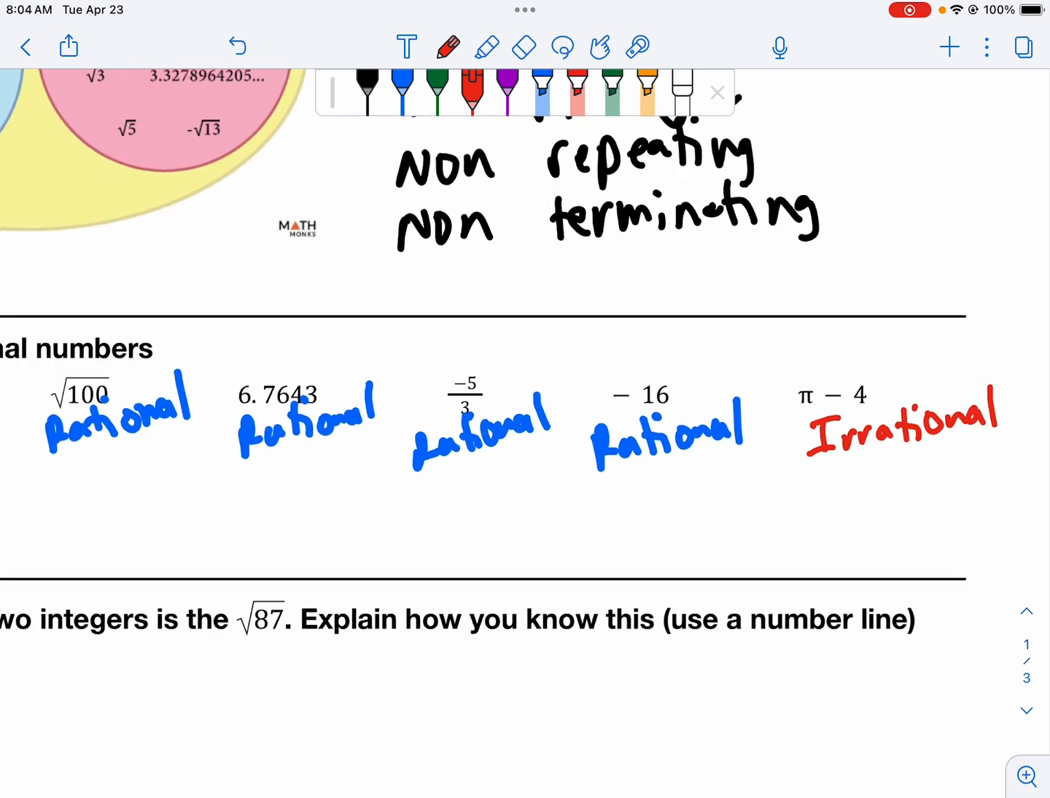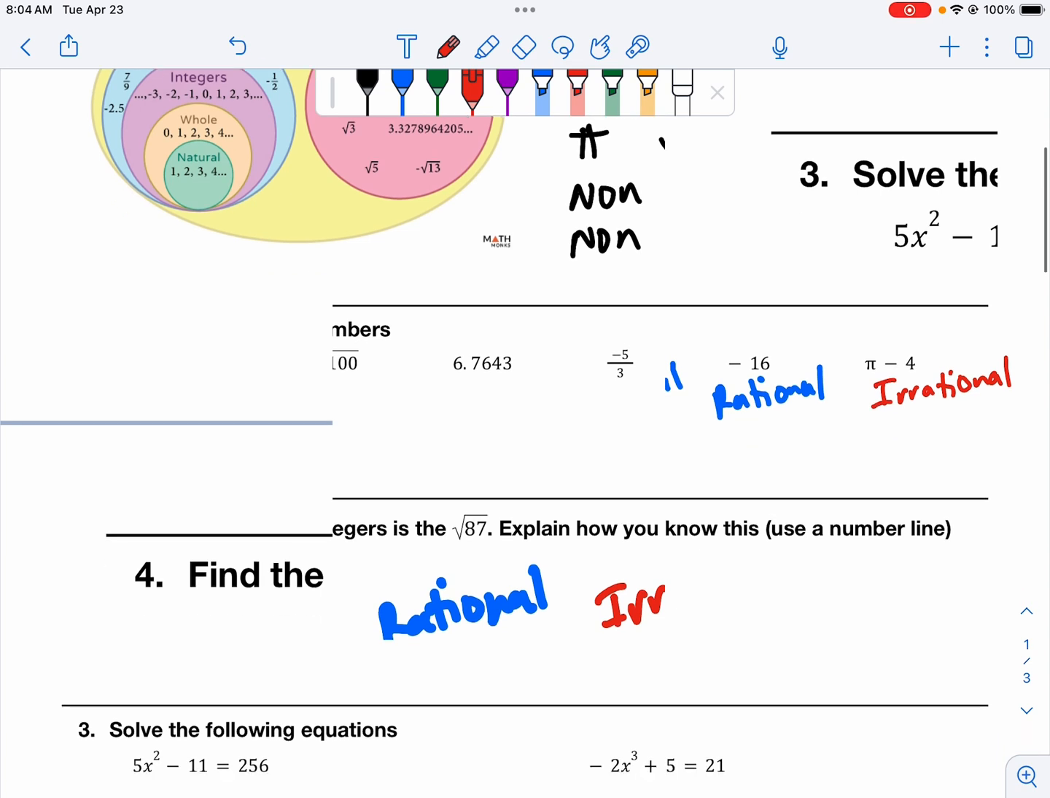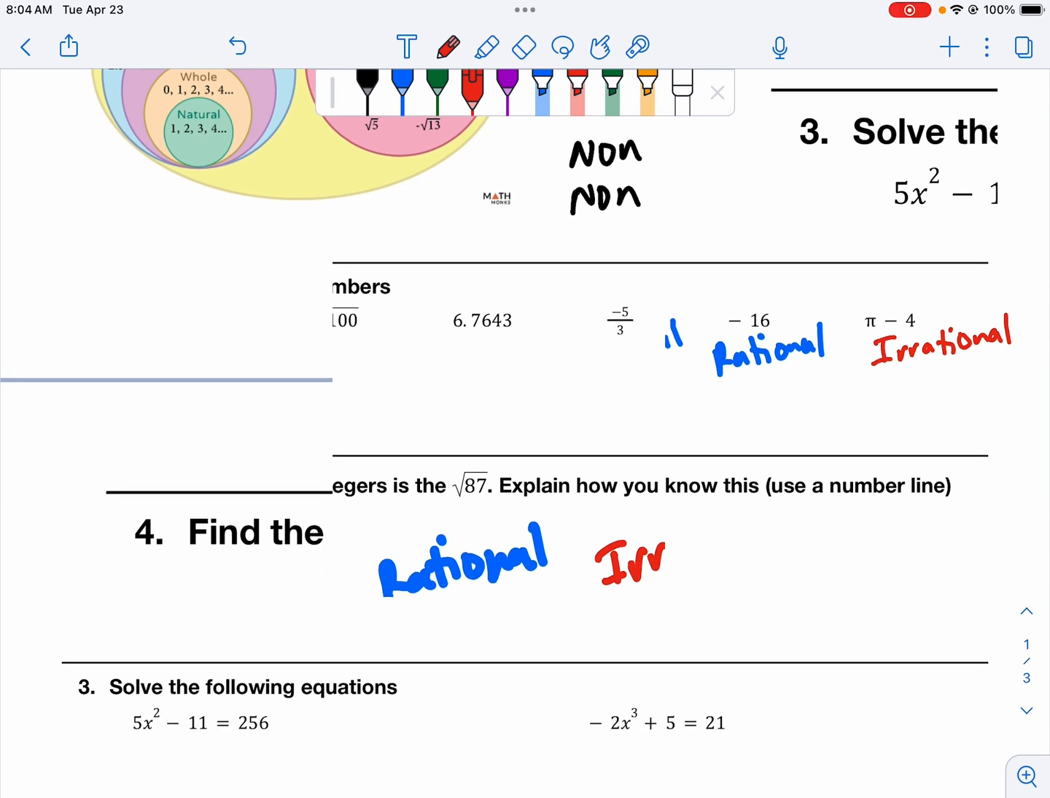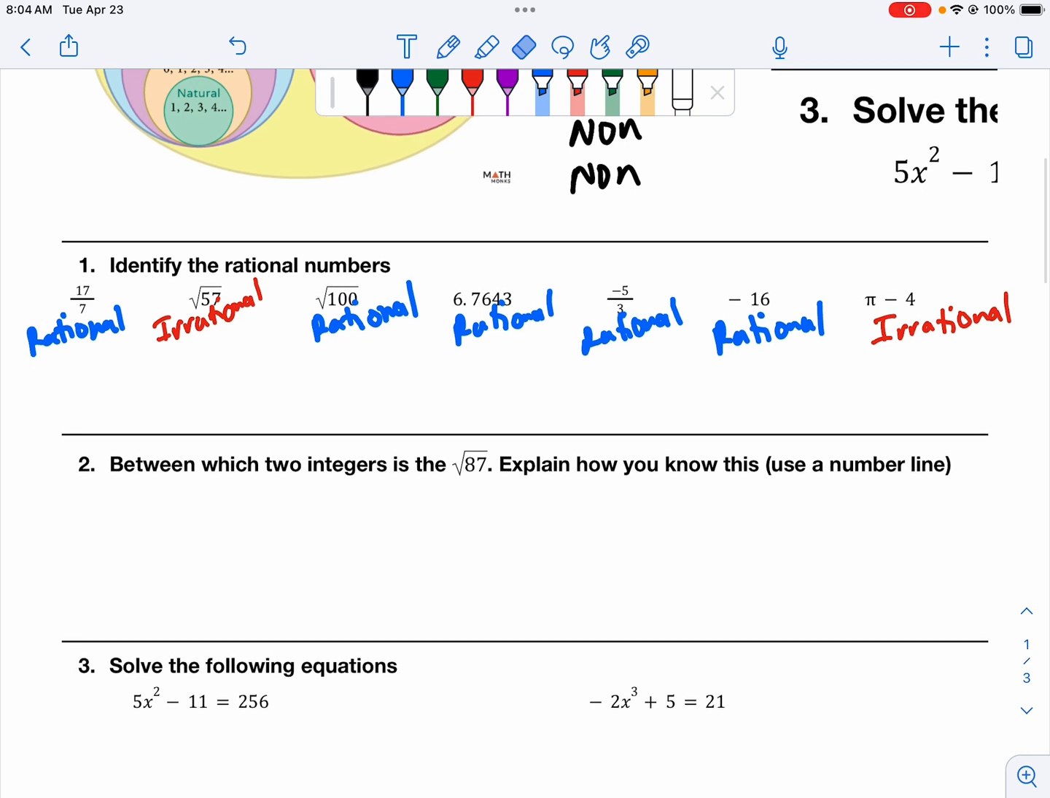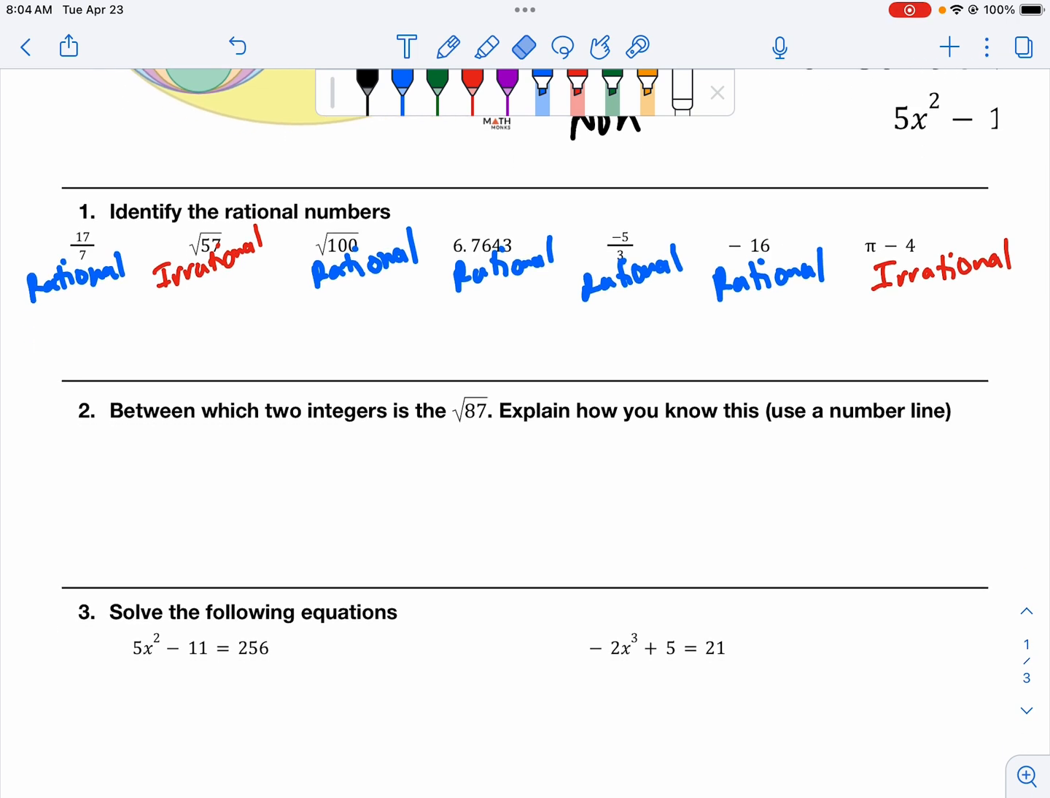All right, now let's talk about the square root of 87. Between which two integers does it lie? Oh, that's an interesting question. Well, we could go to a calculator, or we could think about perfect squares. If I want to know between which two integers the square root of 87 lies, I need to know which two perfect squares 87 sits between.